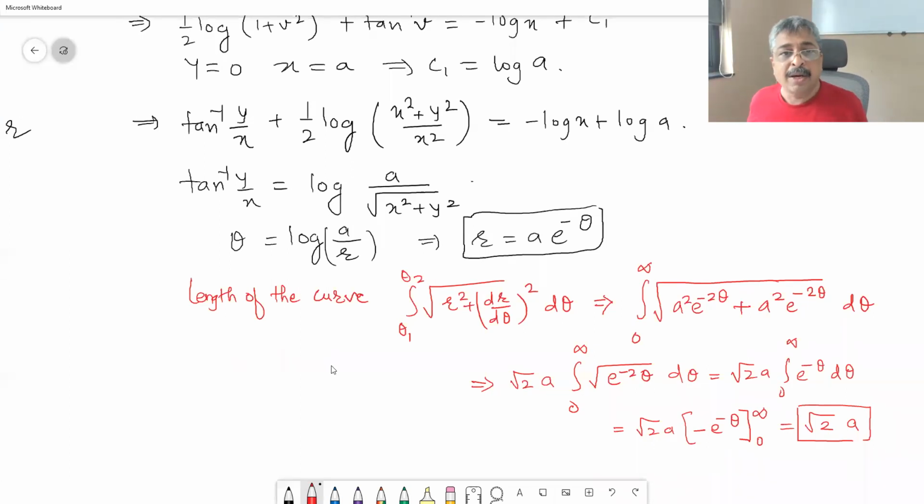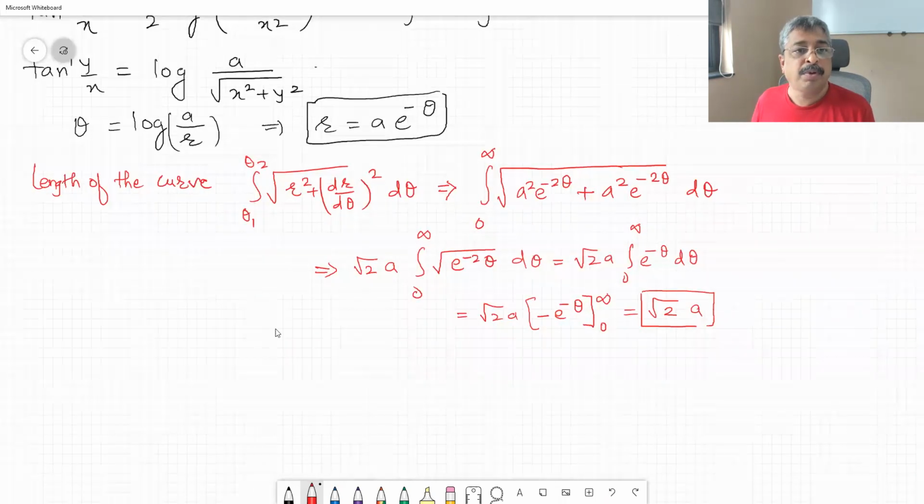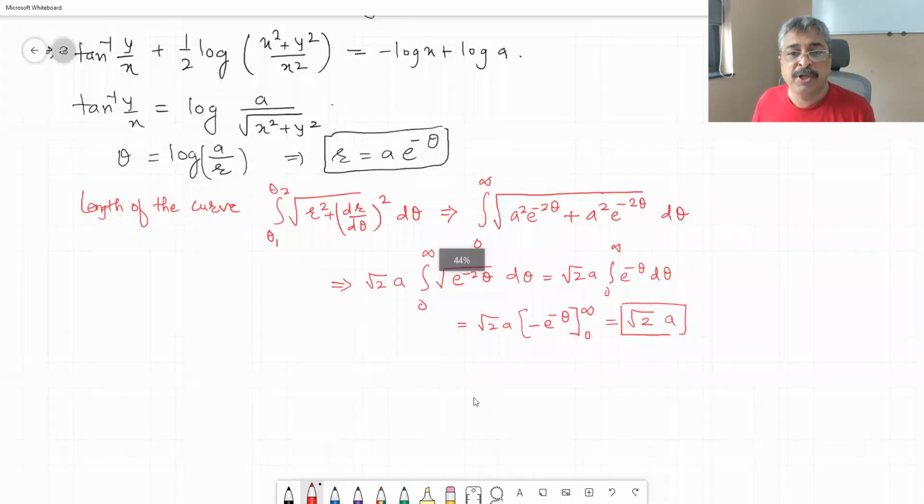Okay. Now, if we want to generalize this, we will have to develop a small formula, which I will explain to you now.